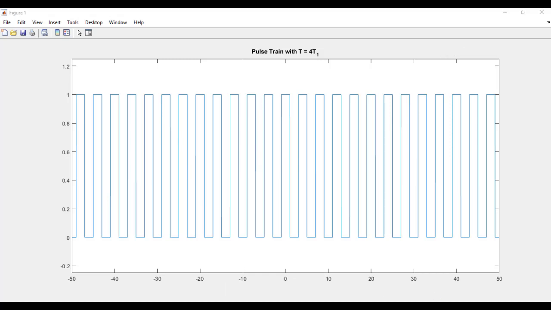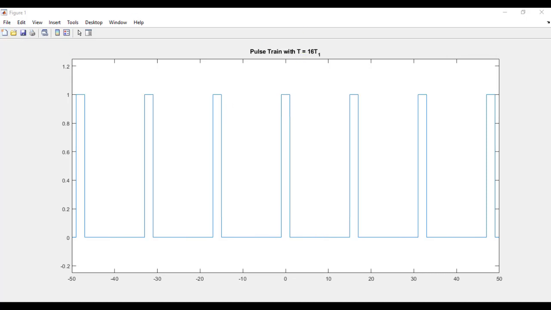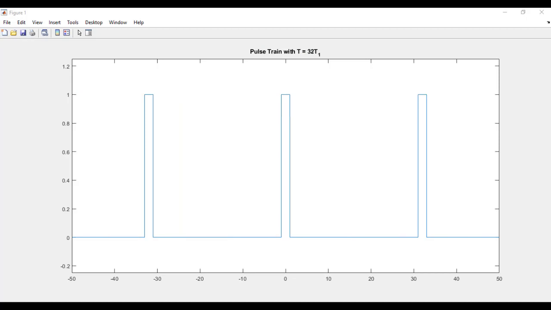Now I'm going to increase the period to T equals 8 t1. t1 is still fixed this whole time, but now the duty cycle of the square wave is 25%. So it's 1 for a fourth of each period, and then 0 for the remaining 3/4 of the period. And I can increase it to T equals 16 times t1. Here's T equals 32 times t1. And if I look at, say, T equals 64 times t1, pretty much all we're left with is a single pulse centered at 0.